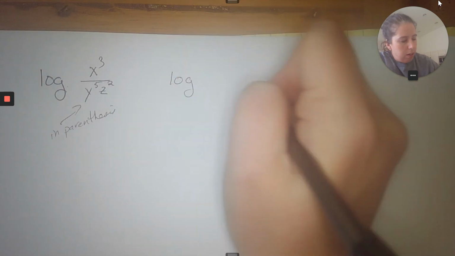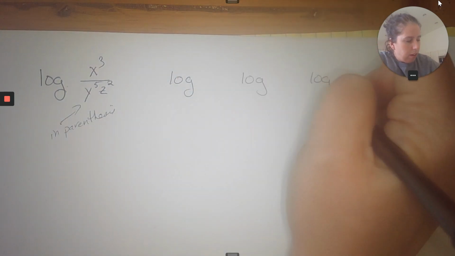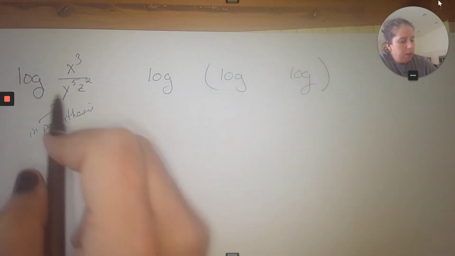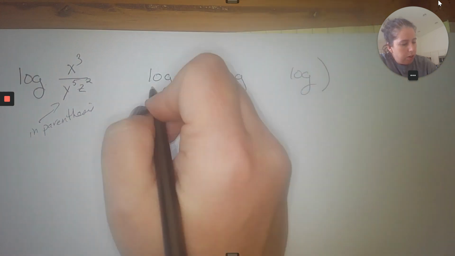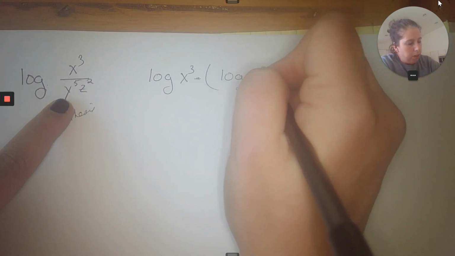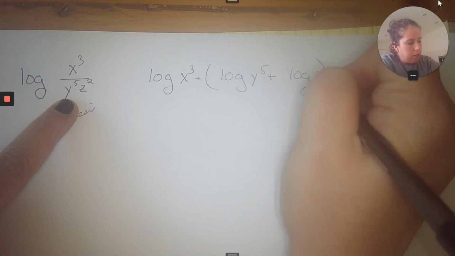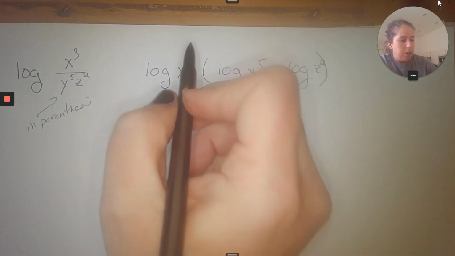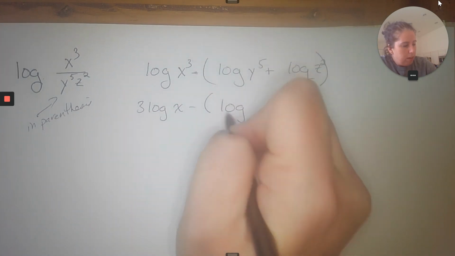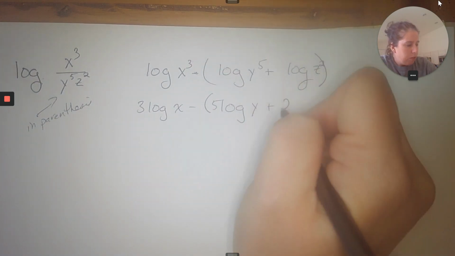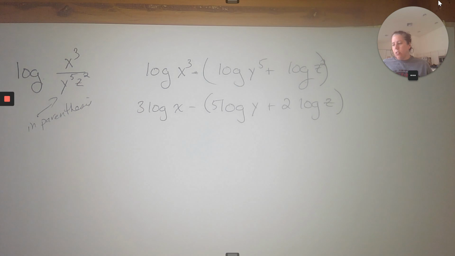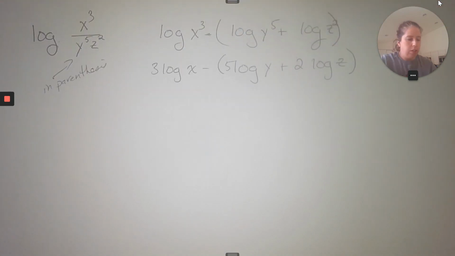So you got log, log, and log. If you want to do it this way, that's fine. Okay, I know these 2 have to go in parentheses, right? So this is log x to the third. Now it's divided by, so minus these 2 over here, right? This would be y to the fifth. Now these 2 are being multiplied, so z squared. Okay, and then drop all your exponents down. So 3 log x minus parentheses 5 log y plus 2 log z. Yes, no, maybe so. All right, let's try another one like this just real quick.